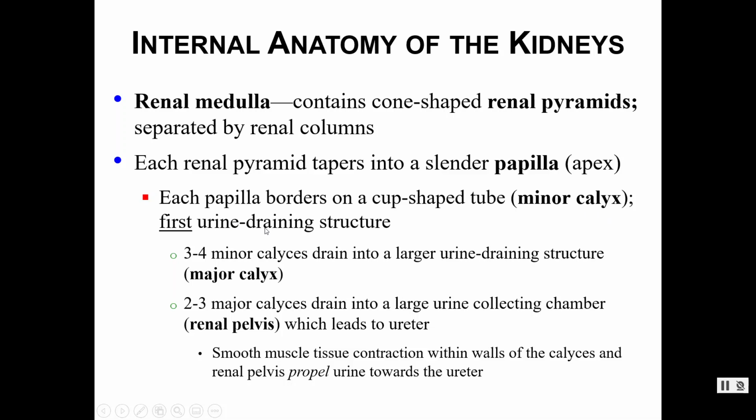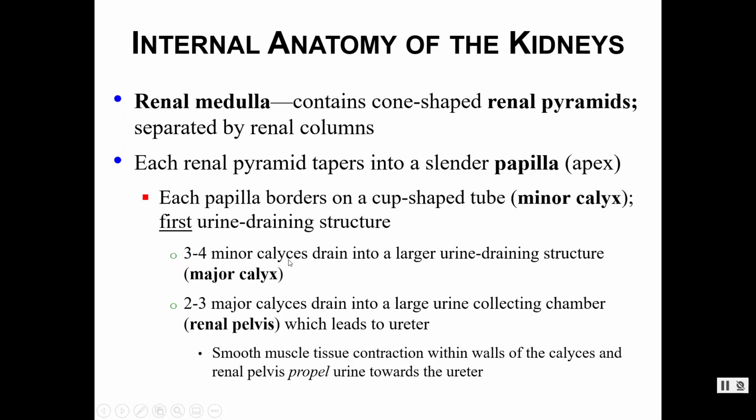Anything that enters the minor calyx is now officially urine. We can't really call it urine, or we shouldn't really call it urine, until it gets into the calyx. Each of your kidneys has approximately 3 to 4 of these minor calyces, which is just the plural.